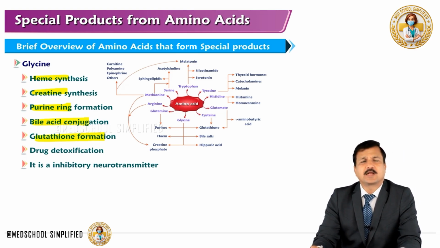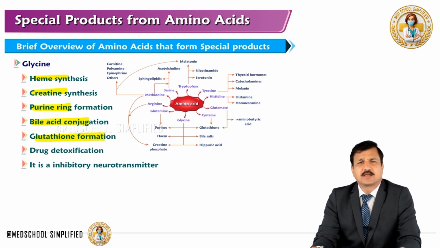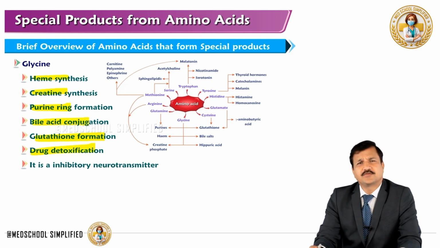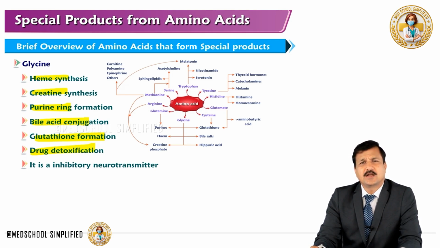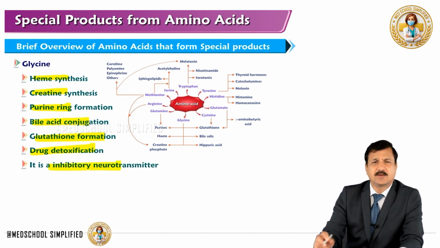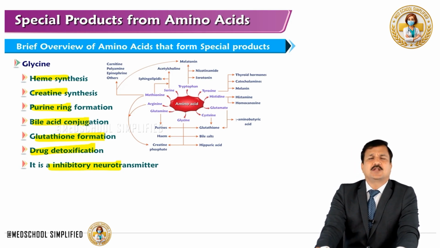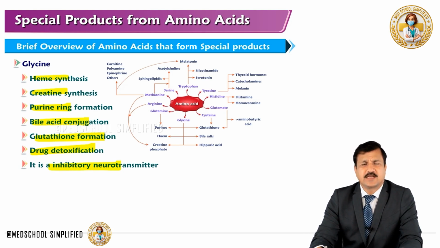In glutathione formation, glycine is used, gamma-glutamyl cysteinyl glycine. In fact, 3 amino acids are used in glutathione formation, that is glycine, cysteine and glutamate. And also glycine is used in drug detoxification mechanisms, and glycine is an inhibitory neurotransmitter. These are some of the special products and special functions of glycine in our body, other than glycine participating in protein synthesis.